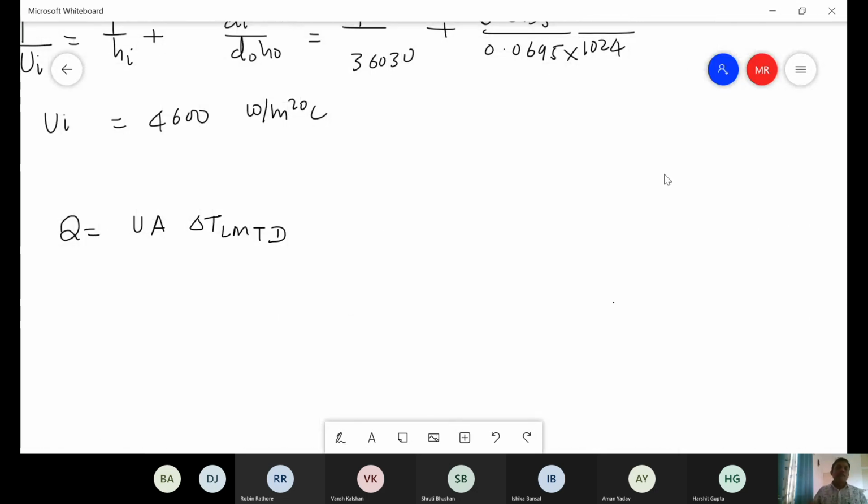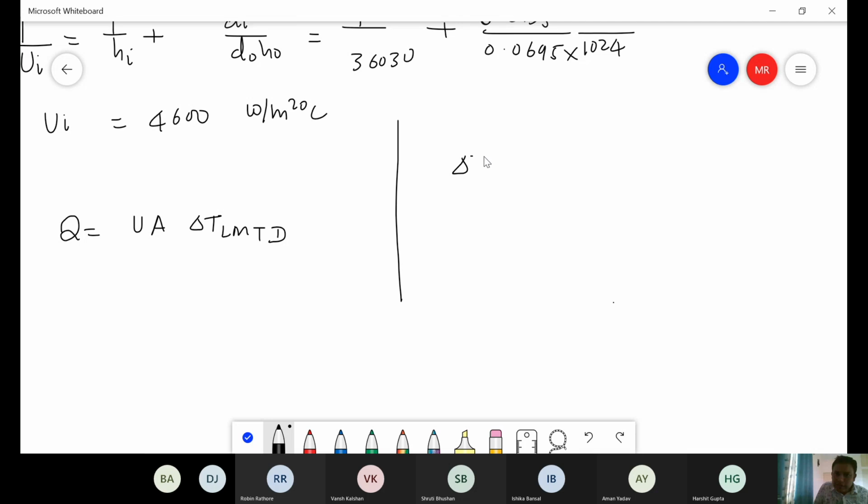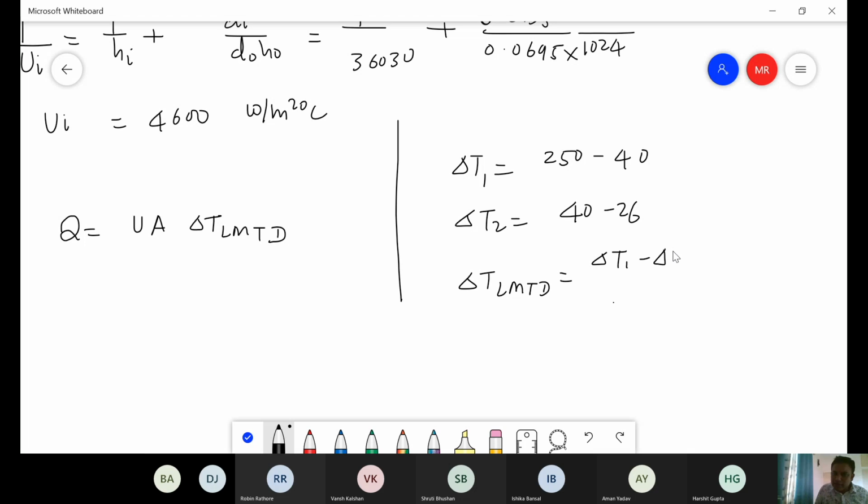So Q is given as U A delta T LMTD. Q we already know. Delta T LMTD we can calculate. So delta T1 is going to be what? 250 minus 40. Similarly, delta T2 is going to be what? 40 minus 26, isn't it? And delta T LMTD is going to be delta T1 minus delta T2 divided by ln delta T1 by delta T2.